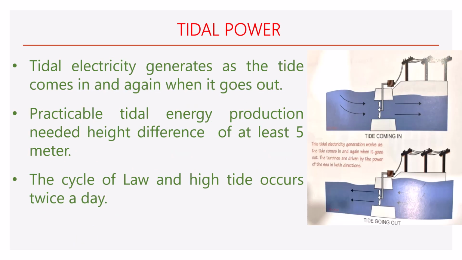Tidal electricity is generated as the tide comes in and again when it goes out. The figure shows the electricity generated during tides coming in and tides going out. Practicable tidal energy production needs a height difference of at least 5 meters. The cycle of low and high tides occurs twice a day.